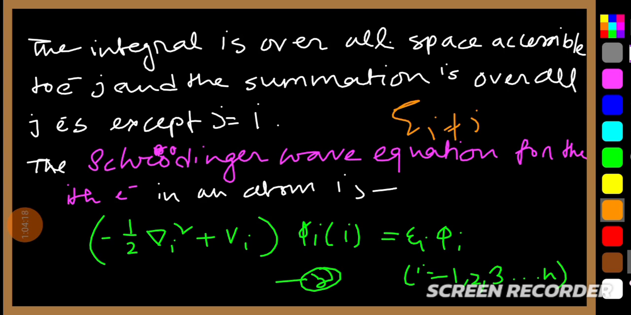ওকে, এবার the Schrödinger wave equation for the electron in an atom, that should be within a first bracket, minus 1 by 2 grad i squared, where grad i means the Laplacian operator, plus Vi, the potential energy, into phi i of i, that is equal to epsilon i. Here epsilon i means total energy, into phi i, the wave function. Okay, phi i is the wave function of each one-electron component, not overall.